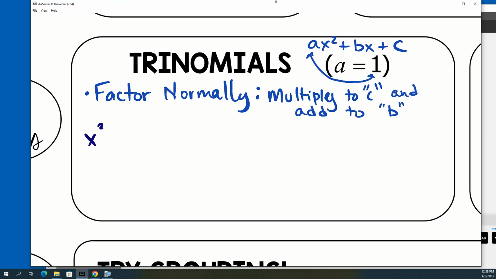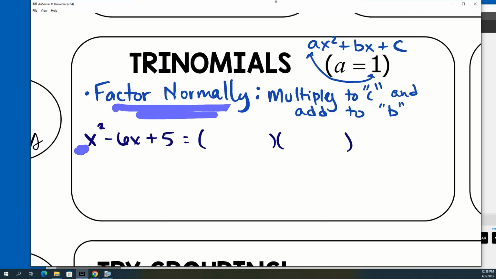We have x squared minus 6x plus 5. This one, I do not think you would need that yellow sheet at all to try and figure it out. So whenever there's not a number in front of x squared, we're going to factor normally, which means we're going to find numbers that multiply to give us 5 and add to give us 6. But before we do that, I know to get x squared is x and x.